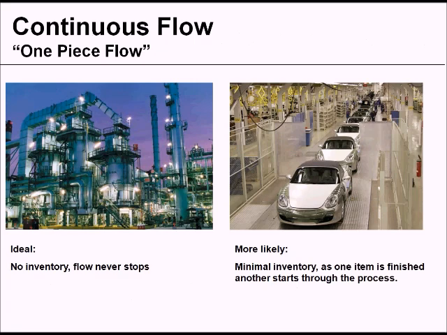Ideally, you have no inventory where flow never stops. That's an example of a refinery there. You're constantly producing product versus the assembly line. That's more likely what you'll see where you have minimal inventory, and as one item's finished, the other one starts through the same process, and it just increments down the line.